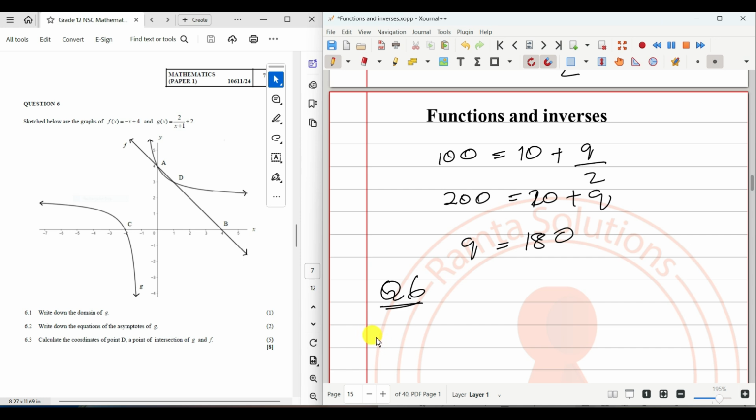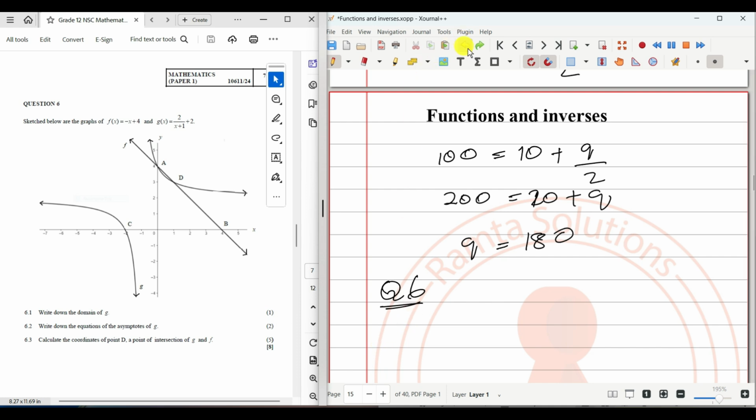All right. Let's see now. Sketched below are the graphs of f of x equals negative x plus 4, and g of x equals 2 over x plus 1, plus 2. All right, I see it. This graph has shifted to the left by 1 unit and shifted up by 2 units. And this is where the intercepts are. We are good to go. 6.1.